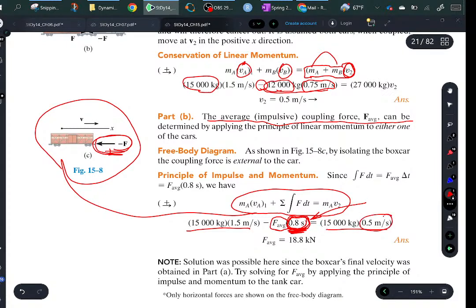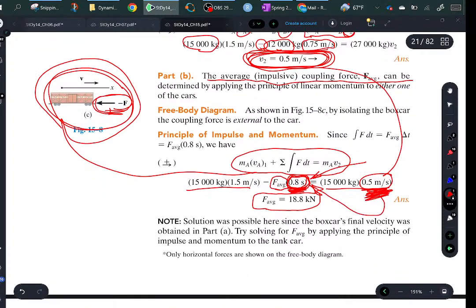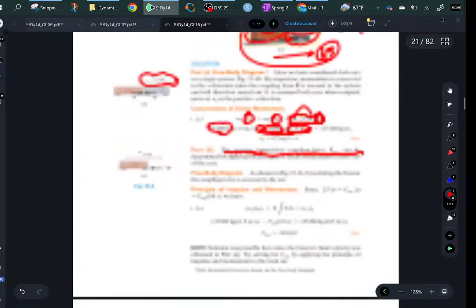Where did this half come from? It came from the final velocity of them after they both got coupled together. And it tells you that's the average force that's applied to this train car in order for its final velocity to be a half a meter per second after 0.8 seconds. So this is one way to look at it.